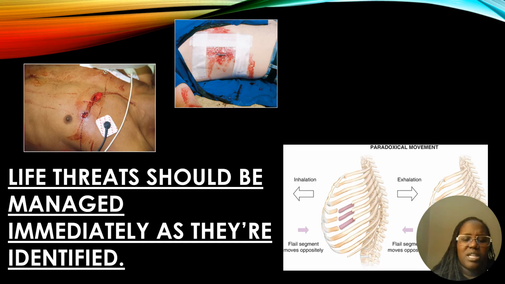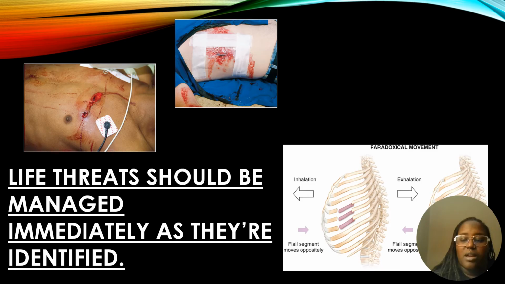Next, we also want to be checking for chest wall instability. So one of the things we look for is paradoxical movement, and that's going to be when you have 2 or more ribs fractured in 2 or more places. What that's going to look like is whenever our patients inhale and that chest moves outward, that section is going to stay inward. And then whenever they exhale and the chest moves inward, that section is going to kind of pop out. That's also called a flail segment.